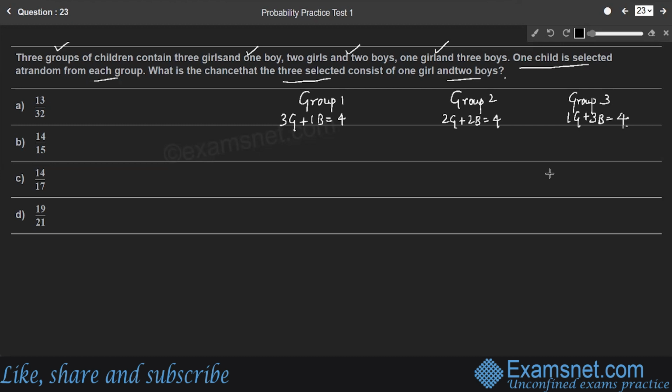If one child is selected at random from each group, imagine you have selected 1 kid from group 1, 1 from group 2, and 1 from group 3. We want the probability that the 3 selected children consist of 1 girl and 2 boys. For that, we'll first consider the probability of selecting 1 girl and 1 boy from each group. Then only can you go for the final answer.